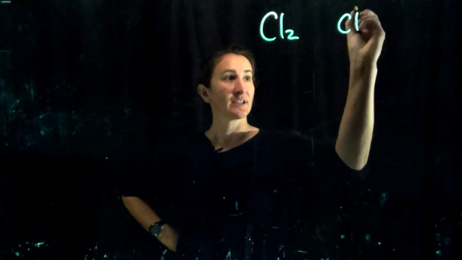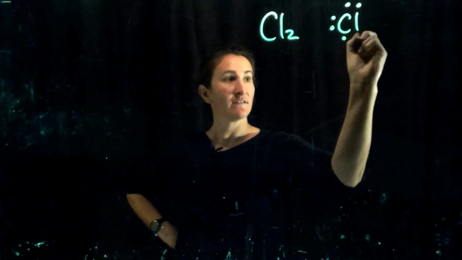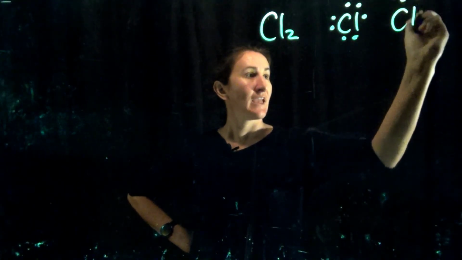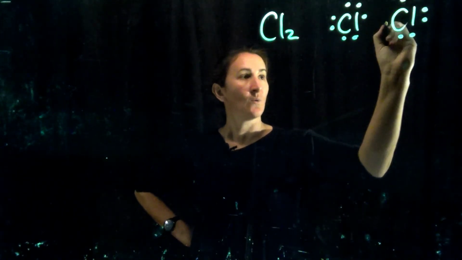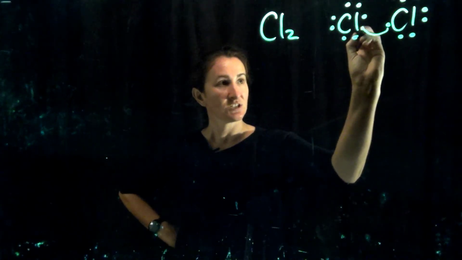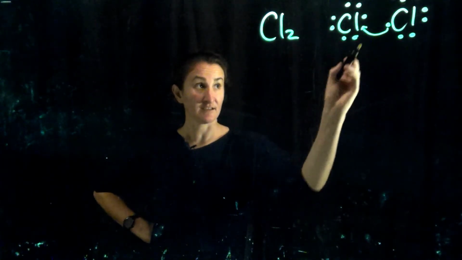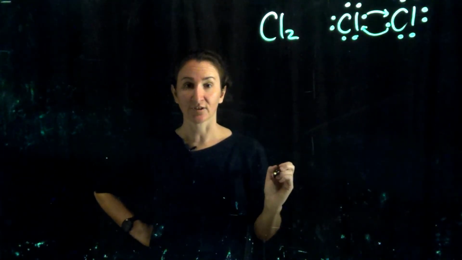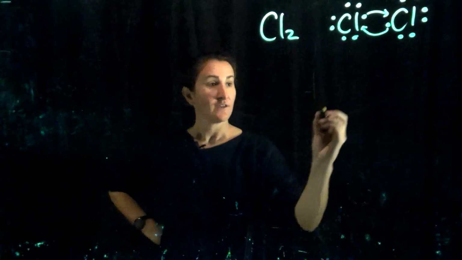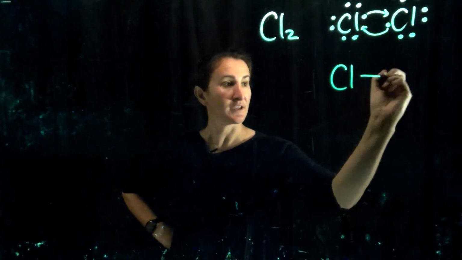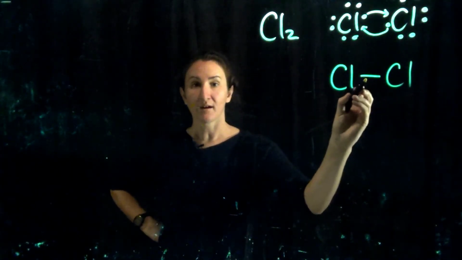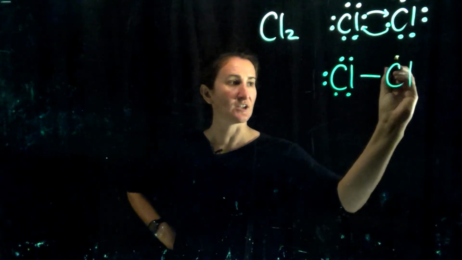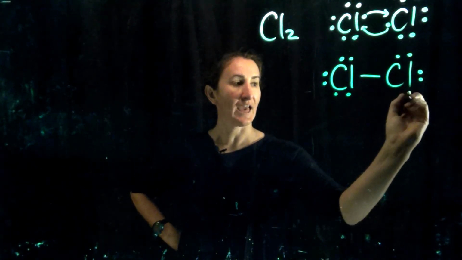So we have 2 chlorines, and they both have 7 electrons. So how are they going to become happy? Well, this chlorine is going to share the 1 electron that it doesn't have a pair with, while this chlorine is going to share this 1 electron that doesn't have a pair. So when you then write the Lewis structure for it, that appears as a single bond in the middle with 1, 2, 3, 4, 5, 6 electrons around each of these single atoms.